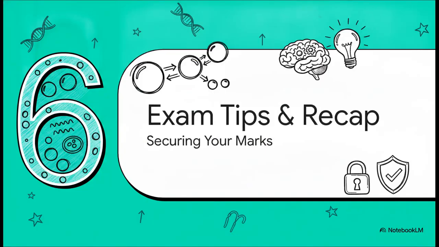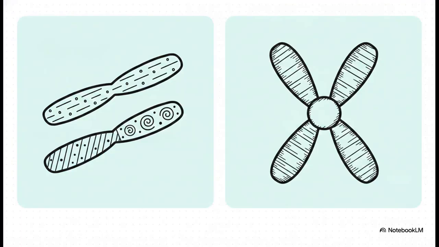Finally, Section 6, exam tips and a recap to help you secure those marks. Let's look at a very frequent error made on exams. Examiners absolutely love to test if you know the difference between these two terms. So stamp this side-by-side comparison right into your memory. Homologous chromosomes have similar size, similar genes, but different alleles, so they are not identical. Meanwhile, sister chromatids are attached at the centromere, and they are perfect, exact, identical copies resulting from DNA replication. Do not mix those up.